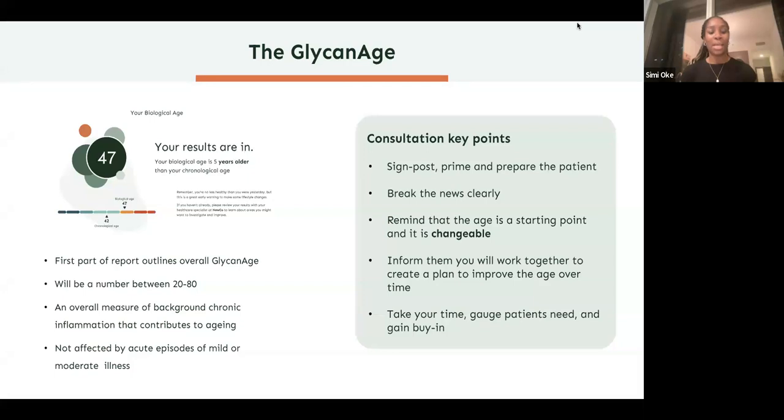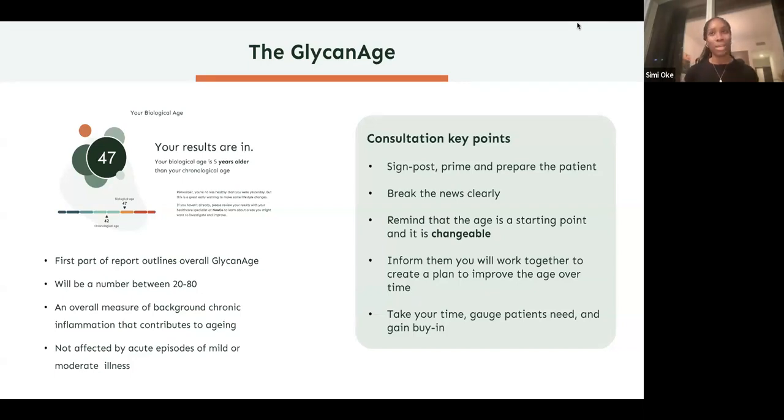And the number that you get is an overall measure of the background chronic inflammation that contributes to aging. However, that number in and of itself is useful, but in order to really understand it, we break it down further into indexes, which give an indication of what might be causing the increased or lower than expected level of inflammation.